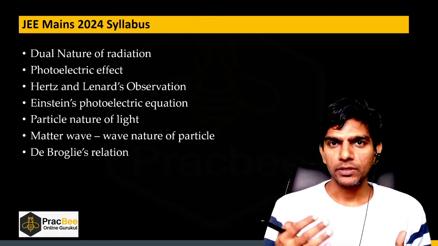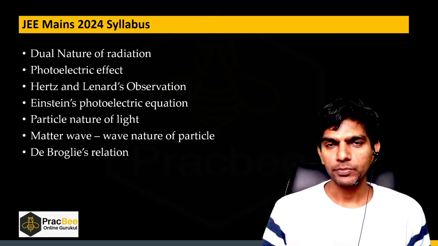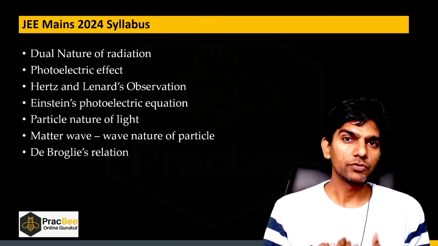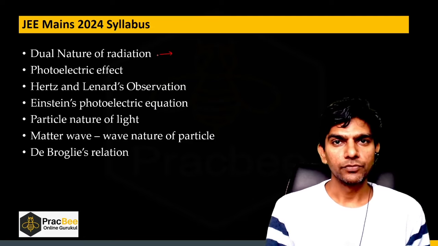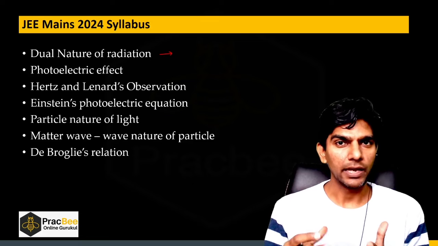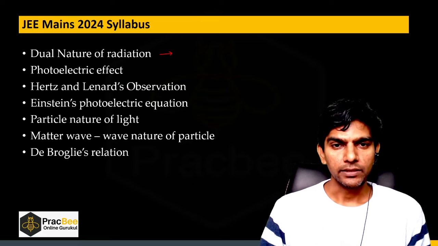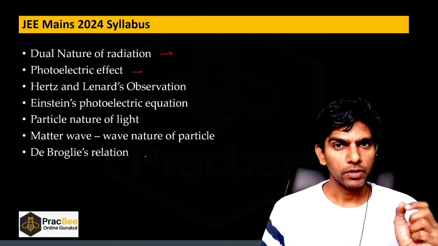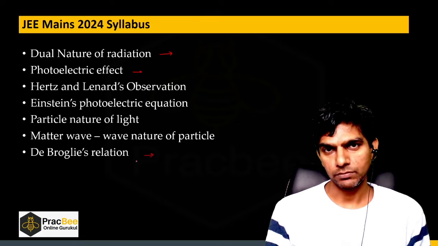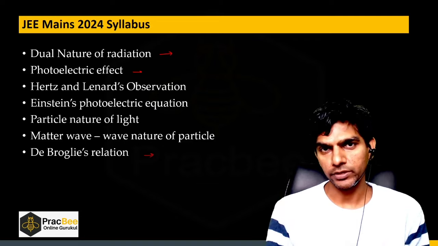And if I talk about the most important topics from where maximum amount of the questions are coming from this particular chapter, it will be from the photons, right? Photon is a very important topic from where I have seen many questions coming. And then photoelectric effect is there. And there will be a question from De-Broglie's relation. So these are the three most important topics.